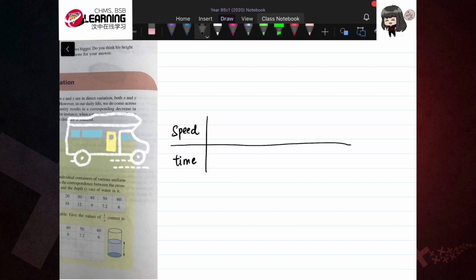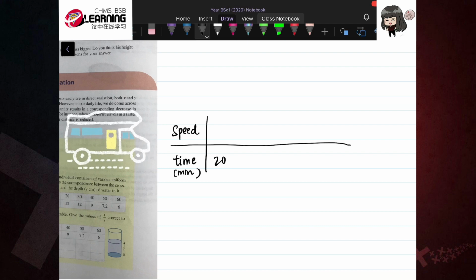Okay, so let's say it will take you 20 minutes, time in minutes, for you to go from Chonghua to Gadong with a speed of the bus which is 30 kilometer per hour. Your speed is in kilometer per hour.